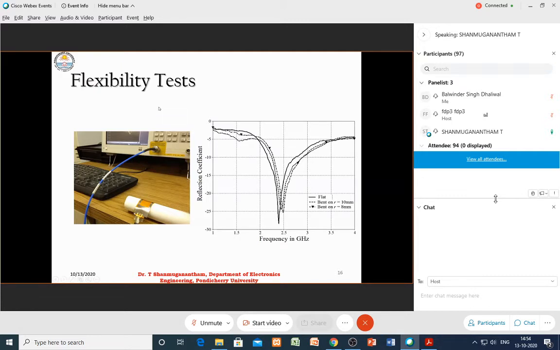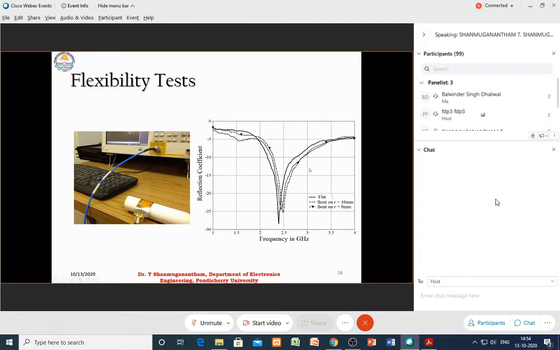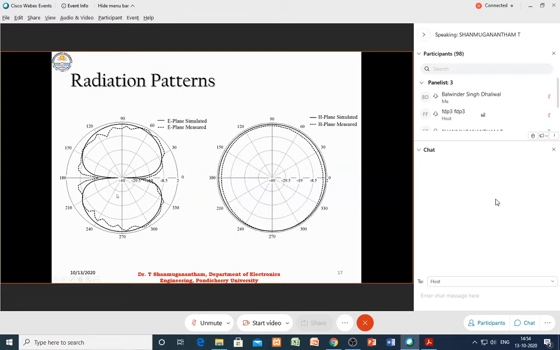Here we did the flexibility test with the VNA. This is the flexible, simple antenna with a single resonant frequency. We checked the planar condition and the bending condition for different diameters, 10 millimeter and 8 millimeter. This is the comparison for the ISM 2.45 GHz frequency band, showing somewhat high bandwidth. This is the radiation pattern, simulated as well as measured, E plane and H plane, at 2.45 GHz.